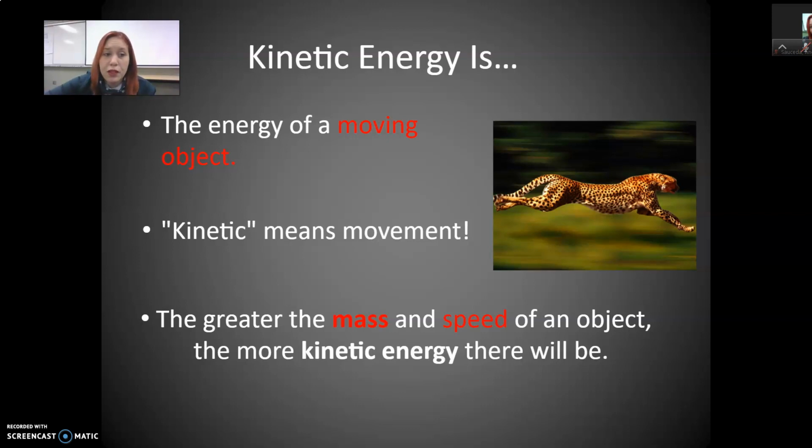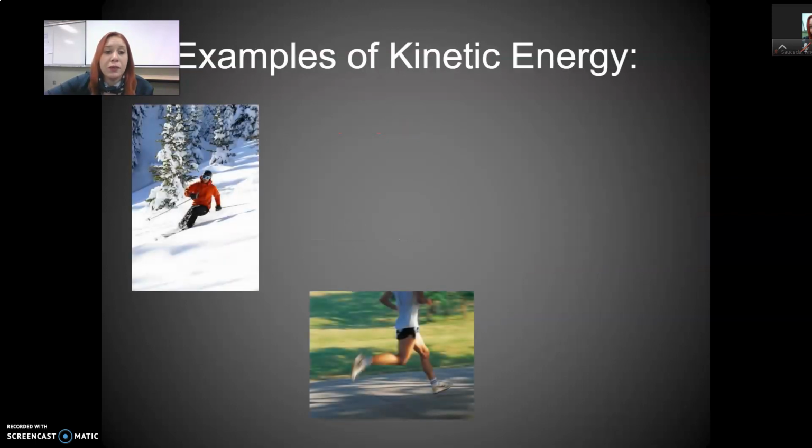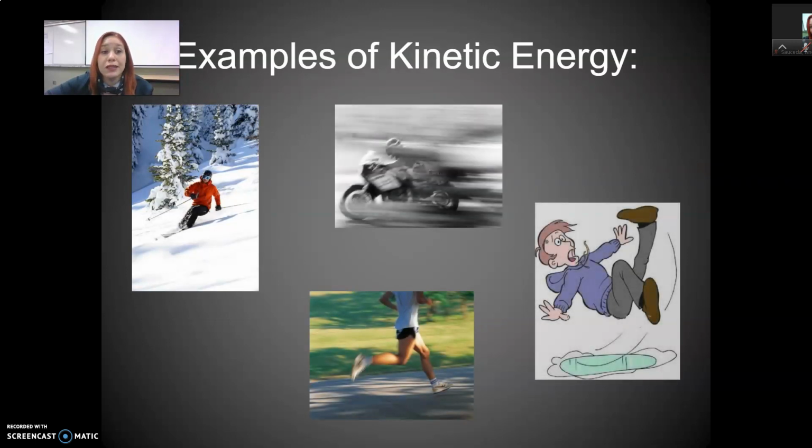energy. The more mass the object has, the more kinetic energy it has. The faster the object is going, the more kinetic energy it has. So some examples of kinetic energy would be skiing, running, riding your motorcycle, slipping.